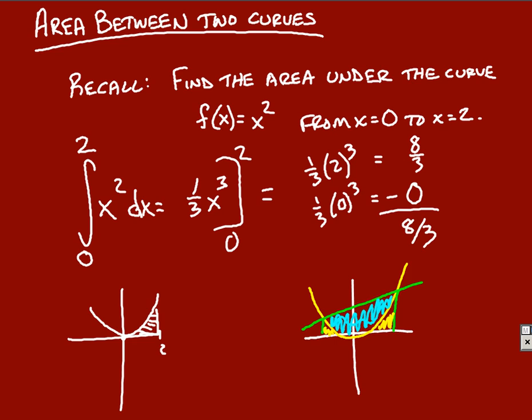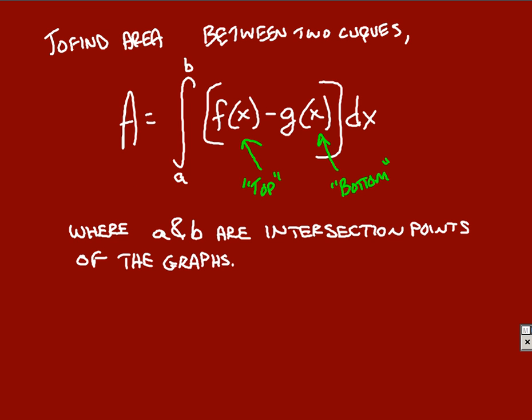So what we are using here is a formula to find the area between two curves. If we have a function on top, which in the last case was the linear, and a function on bottom, all we need to do is subtract those two functions and take the integral from where they intersect. A and B are the intersection points of the graphs, and that's how we get the area between two curves.